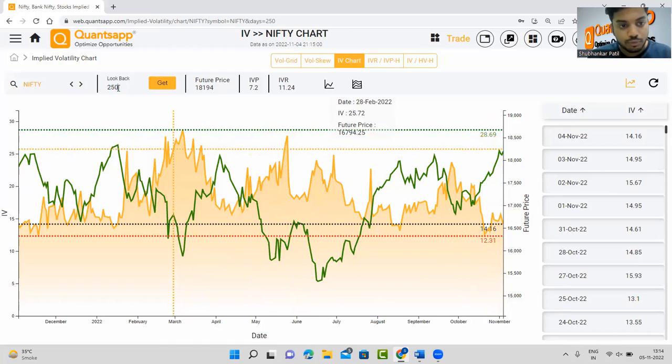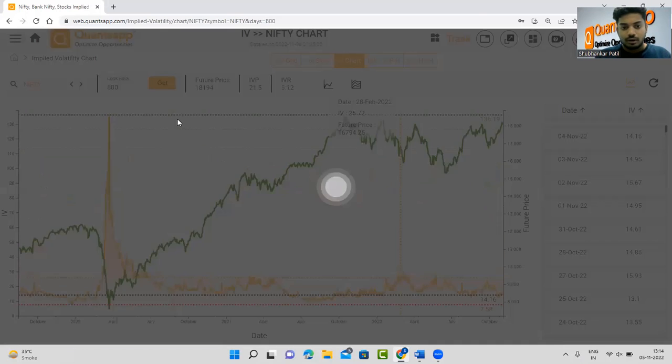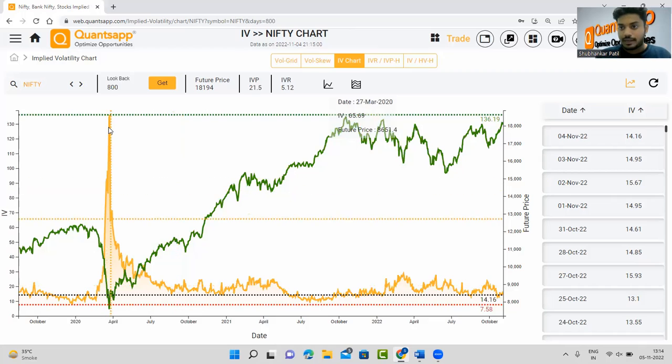If you want to see a larger data set, you can give inputs for the same. Let's say 800. Over here, you will see this is the COVID spike. There was a lot of riskiness happening in the markets. Everybody was fearful about the market. Risk was higher, IV went up, markets collapsed. So this is typically the relationship it will share.